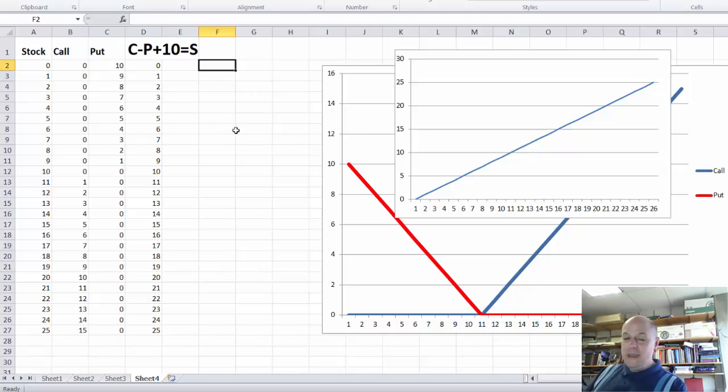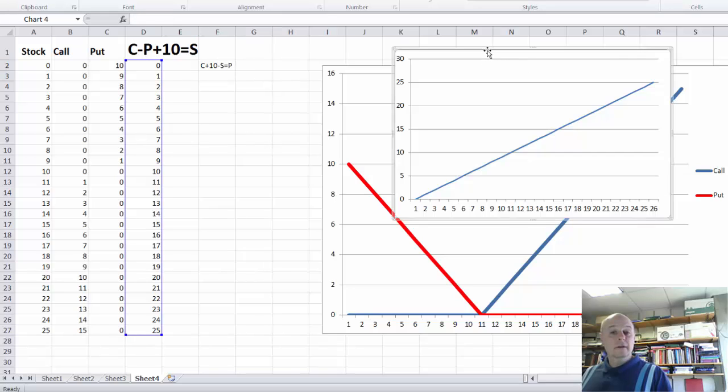That means that if put options didn't exist, there were only call options, well, I could buy a call option. I could put $10 and then short a share of stock, and that would equal a put option. So if put options didn't exist, you could make put options by combining stock and a call option.